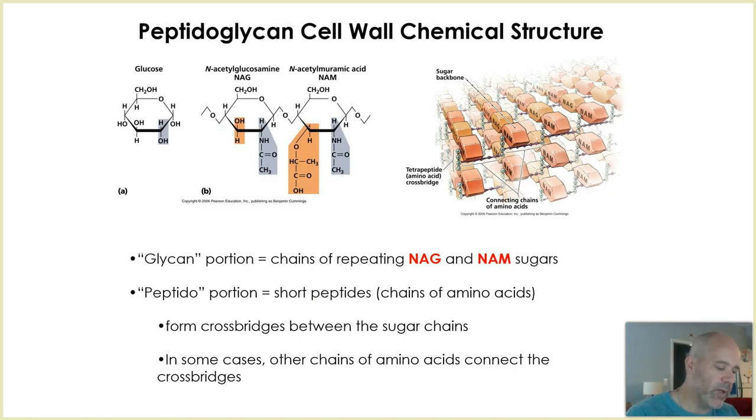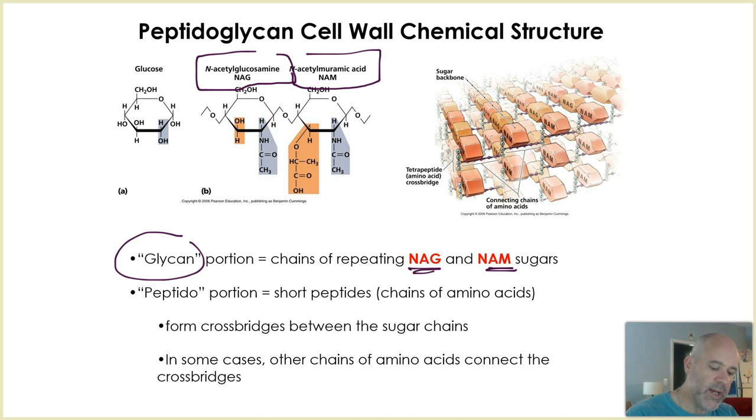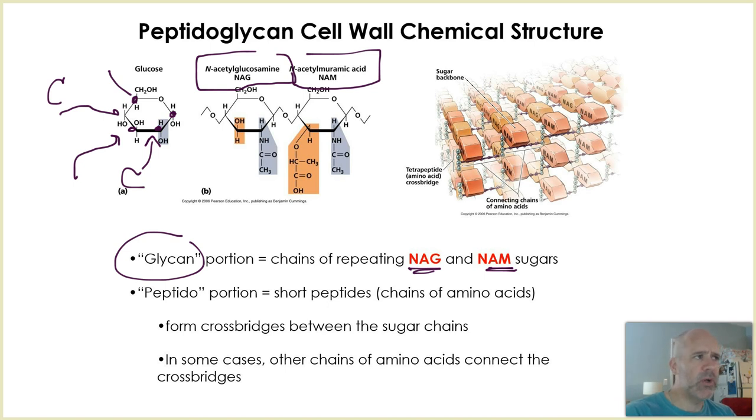So glycan hopefully is reminding you a little bit of glucose. So that's referring to sugars. And the glycan portion of peptidoglycan consists of chains of repeating sugars. Those are pretty long organic chemistry names, and so we typically just call those NAG and NAM. But what this diagram is showing you is the chemical structure of glucose. Whenever you see these organic chemistry diagrams, it's understood that there's a carbon atom there. They just don't draw them in to make the diagrams a little easier to understand. So that's what glucose looks like.